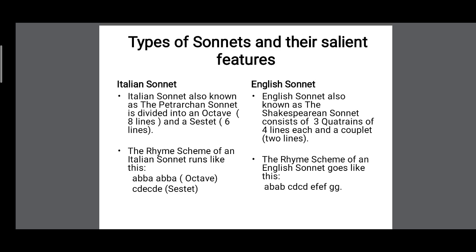The rhyme scheme of an English sonnet goes like this: AB AB in the first quatrain, CD CD in the second, EF EF in the third, and G G in the couplet.